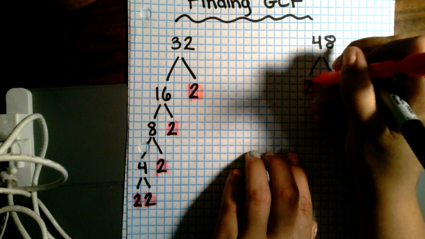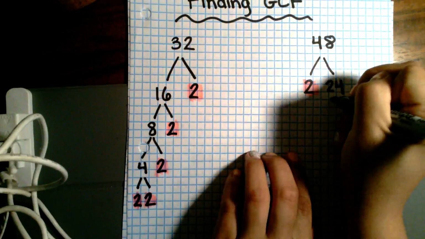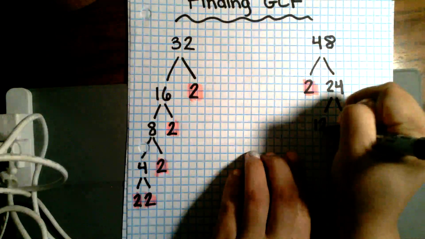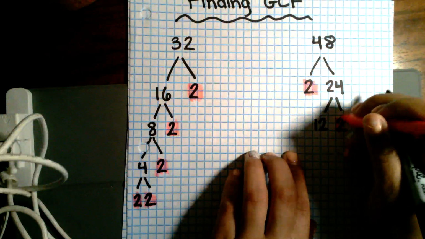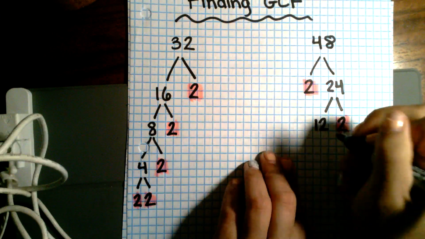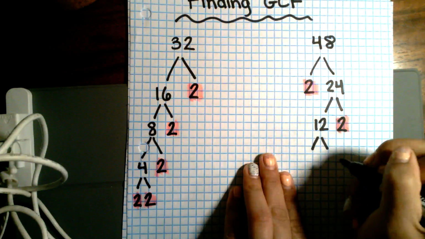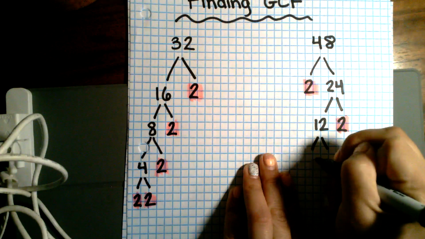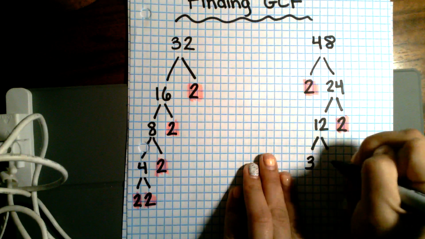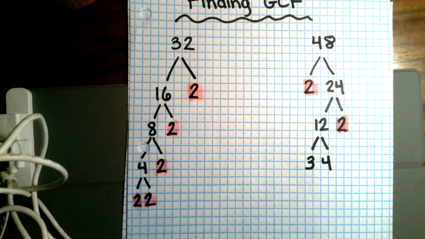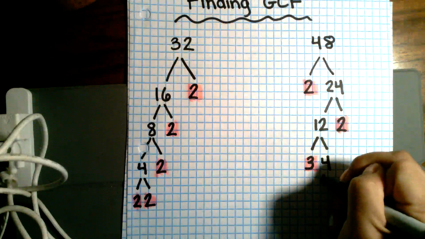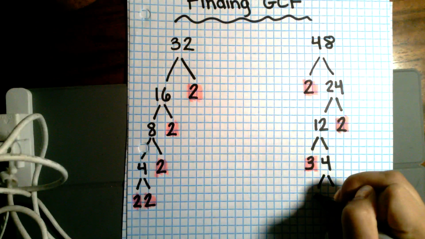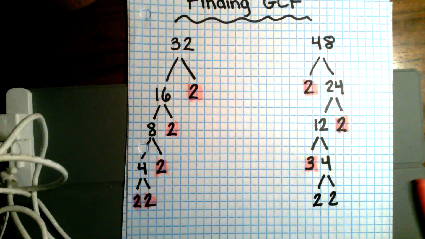2 can't be broken down anymore. 24, I'll do 12 and 2. 12 can be broken down into, let's say, 3 and 4. There's a couple options there. Oop, 3 is all done. That can't be broken down any further. And then we have 4, which can be 2 times 2.